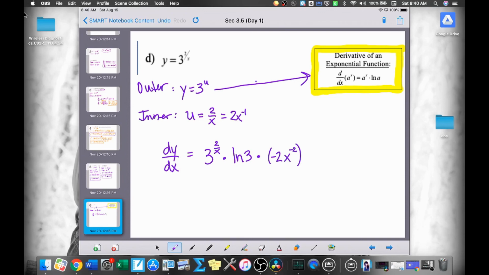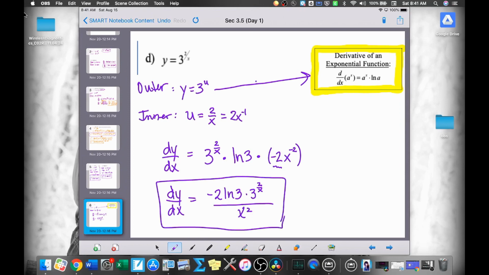And of course, I should probably clean this up a little bit for my final answer. So my dy dx is going to be equal to, I'm going to put the negative 2 in front. So negative 2. I'm going to put my ln 3 next. And then I've got my 3 to the 2 over x. And then downstairs, that x to the negative 2 comes downstairs and becomes x squared in my denominator. So this is how I would write my final answer for my final example of this set of notes.